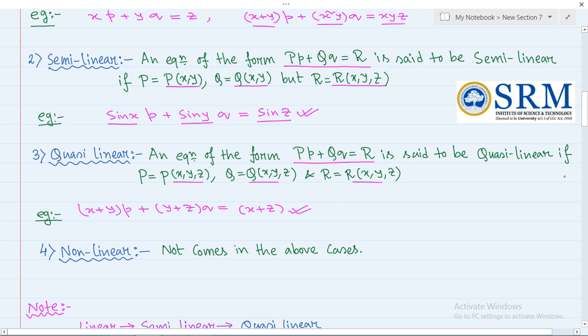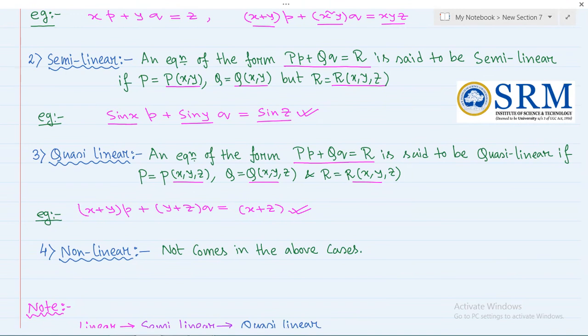Non-linear is that which does not come under any one of the three cases that we have already discussed. In the previous two video lectures I have solved the first order non-linear partial differential equation and their types. If you still have not checked it, then please go and check all the videos for more clarification regarding the non-linear partial differential equation.